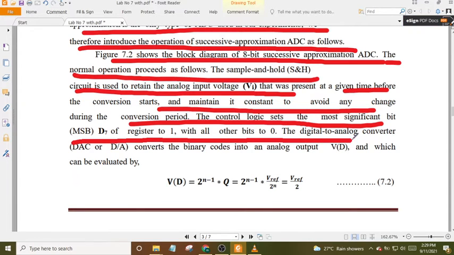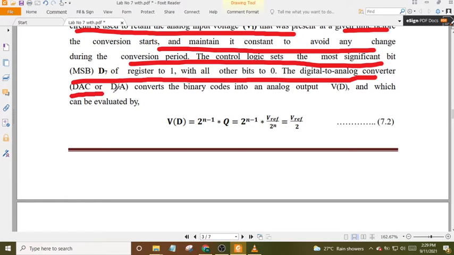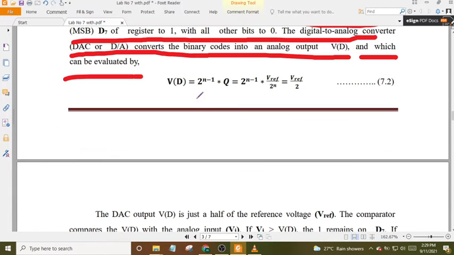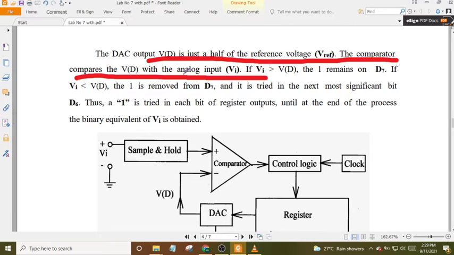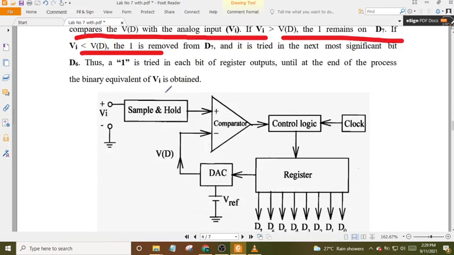The digital to analog converter, DAC or D/A, converts the binary code into an analog output VD, which can be evaluated by Equation 7.2. The output VD is just a half of the reference voltage, VREF. The comparator compares the VD with the analog input, Vin. If Vin is greater than VD, the 1 remains in D7. Figure 7.2, the block diagram of successive approximation ADC.